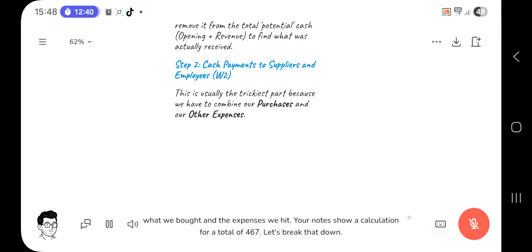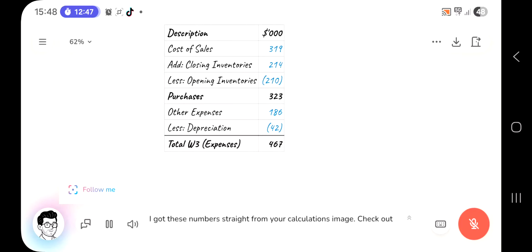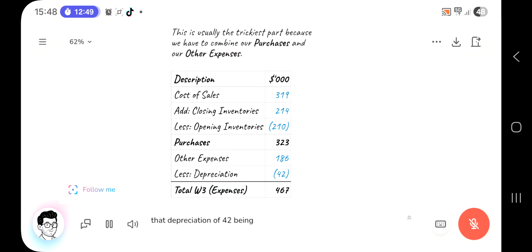Let's break that down. I got these numbers straight from your calculations image. Check out that depreciation of 42 being subtracted. Do you know why we take depreciation out when we are looking for cash flows?